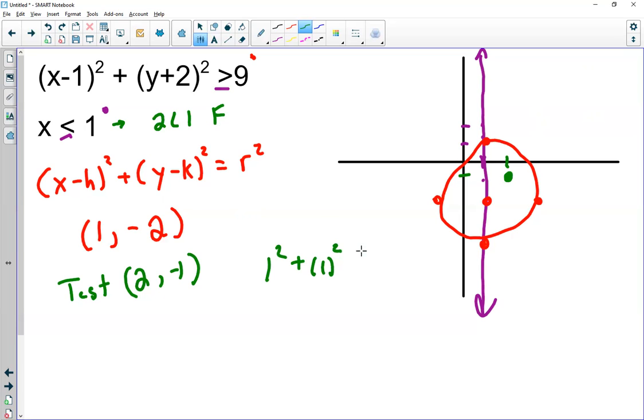Squared. It's greater than 9. 1 plus 1 is 2. Is 2 greater than 9? No, that's also false. Okay. So for a circle, if it's inside the circle and it was false, I'm not going to be inside the circle. Where am I going to be? Outside the circle. So my arrows are going to go all around like this. A little coronavirus, see?